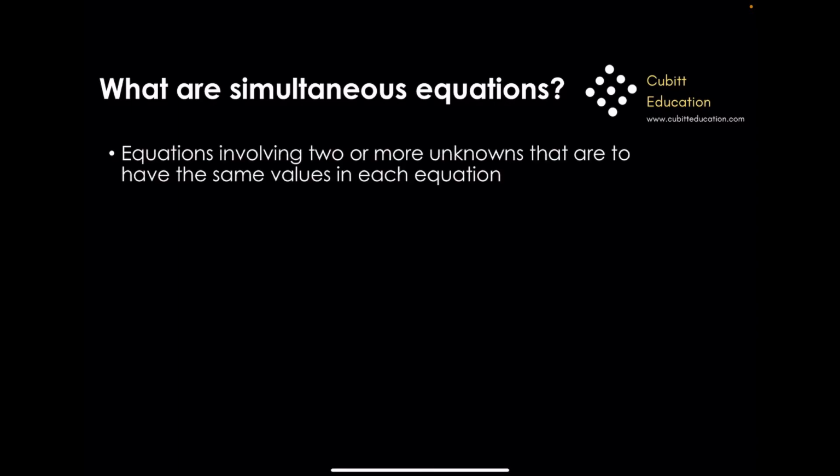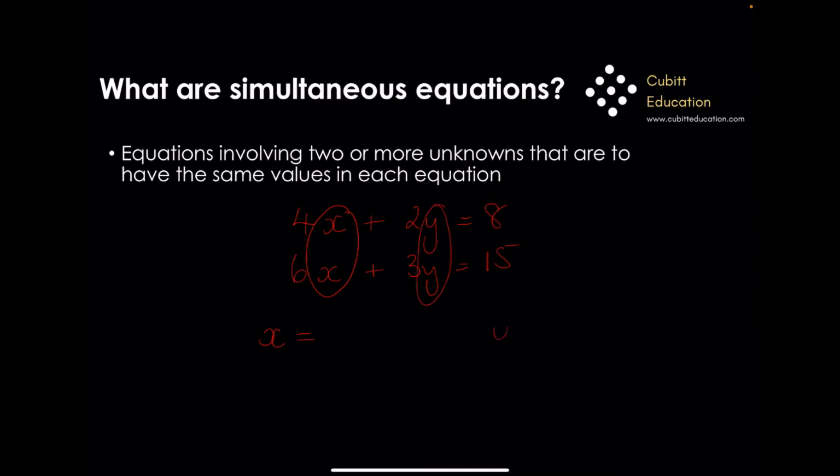Simultaneous equations are equations involving two or more unknowns that are to have the same values in each equation. So for example, you could be given something a bit like this: 4x plus 2y equals 8 and 6x plus 3y equals 15. You'll be given two equations like that. These are called simultaneous equations. You probably can't solve that one, I just made it up. But basically the x values will be the same, so we will have a value for x, and the y values will be the same, so we will have a value for y. And our goal is to find out what those two values are. And we are going to do that using the elimination method today.